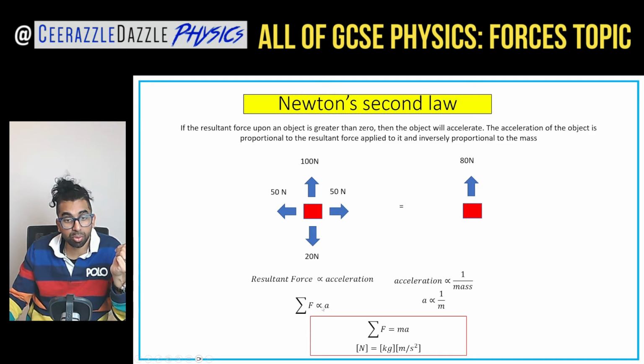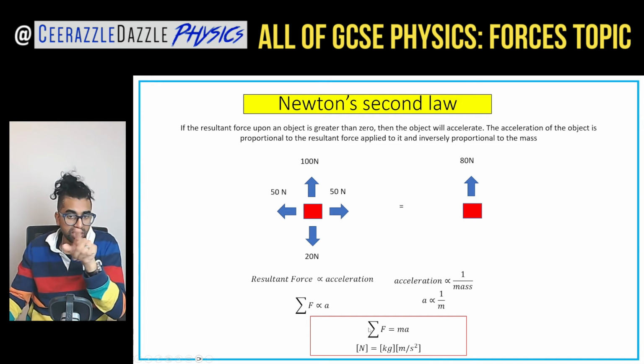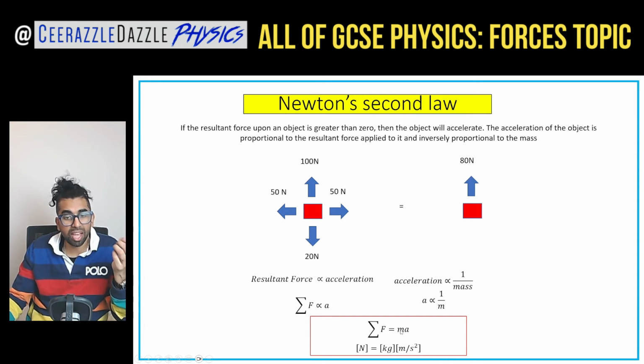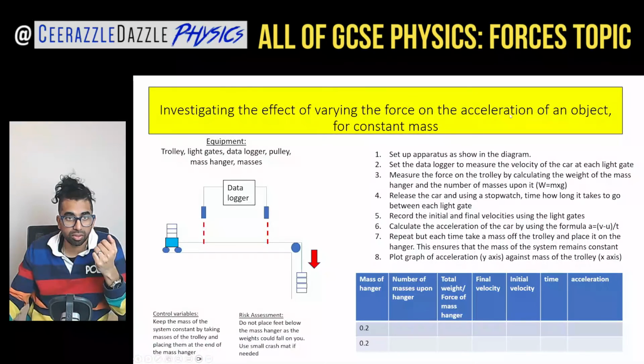So we have F is proportional to a and a is proportional to 1 over m. Combining them together, we get the resultant force, which is this symbol, sigma F, is equal to m times a, where the force is measured in newtons, the mass is in kilograms, and acceleration is meters per second squared.